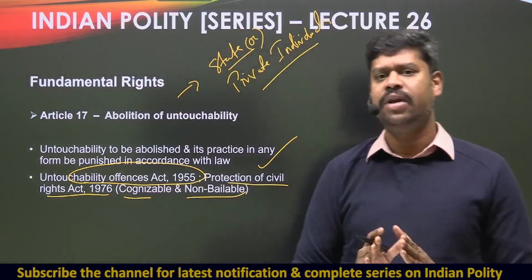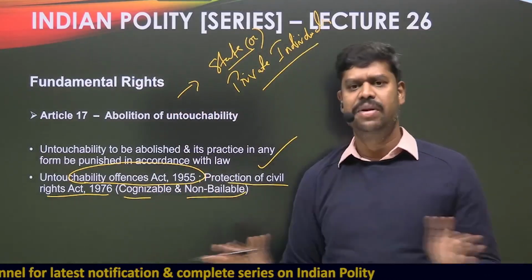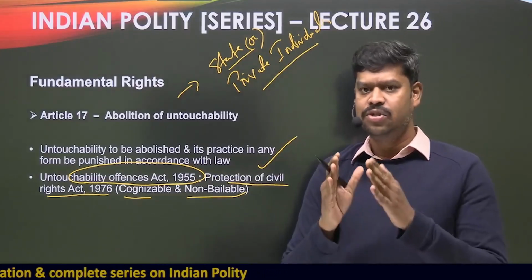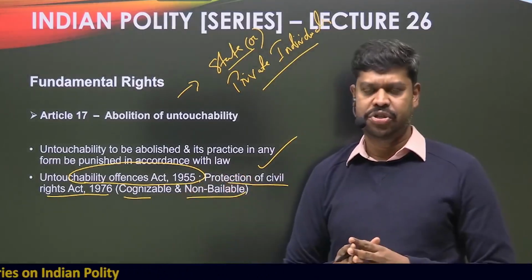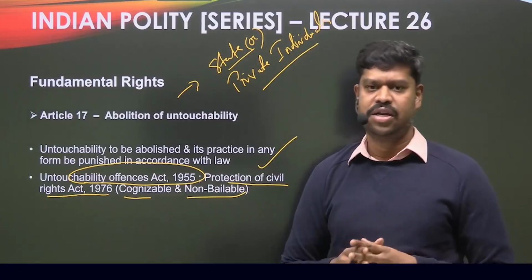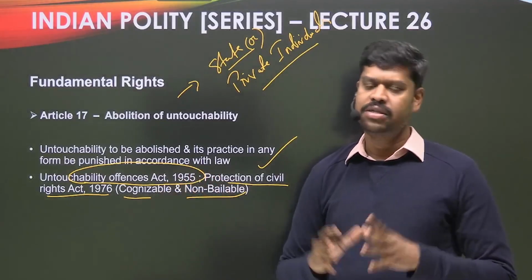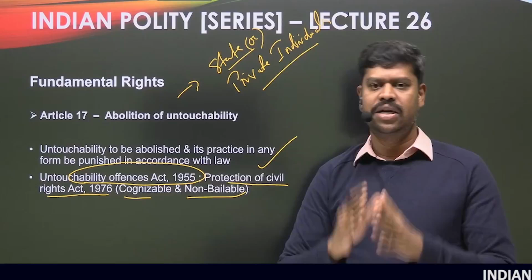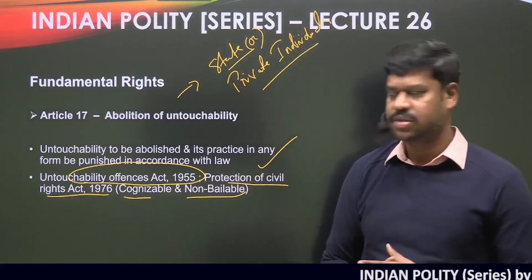This is the only way the Constituent Assembly thought that the practice of untouchability can be eliminated, rooted out. And unless and until the practice of untouchability is rooted out in our country, the principle of equality cannot be established. And the way to establish that is to punish people who are practicing untouchability. To that extent, the Parliament has enacted the Civil Rights Act, which prescribes that the practice of untouchability is both a cognizable as well as a non-bailable offence.